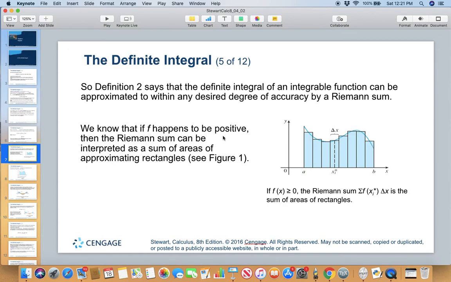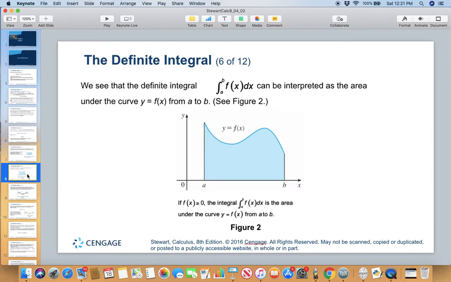We know that if f happens to be positive, then the Riemann sum can be interpreted as the sum of areas of approximating rectangles. All right. We see that the definite integral a to b f(x) dx can be interpreted as the area under the curve y equals f(x) from a to b. If f(x) is greater than or equal to 0, so you're all above the x-axis, the integral a to b f(x) dx is the area under the curve from a to b.